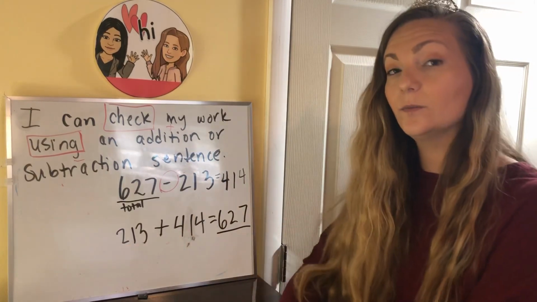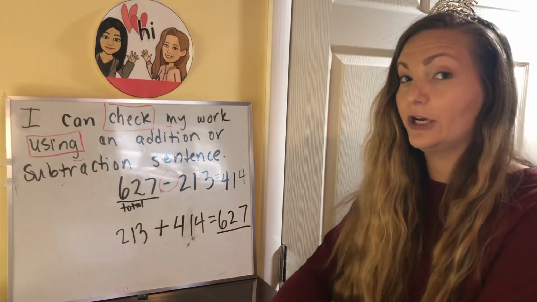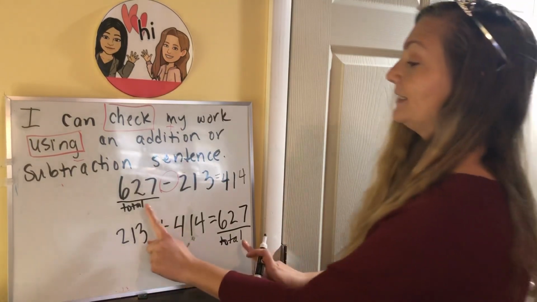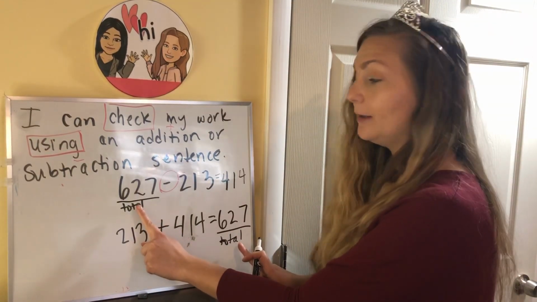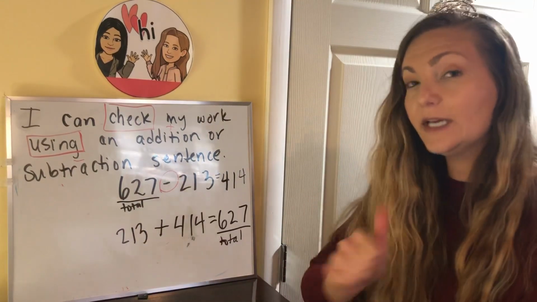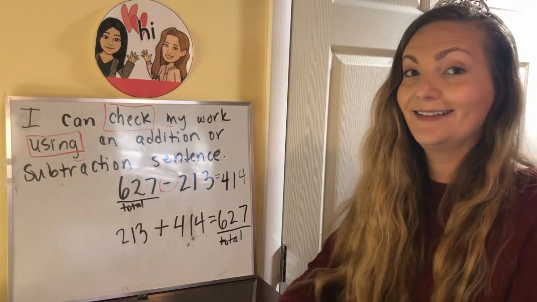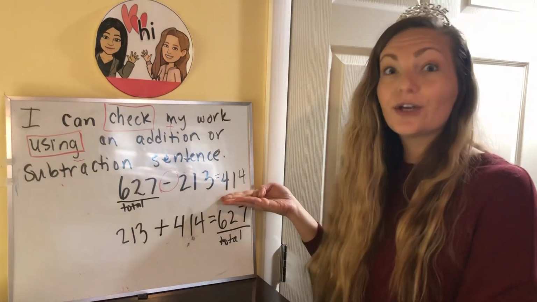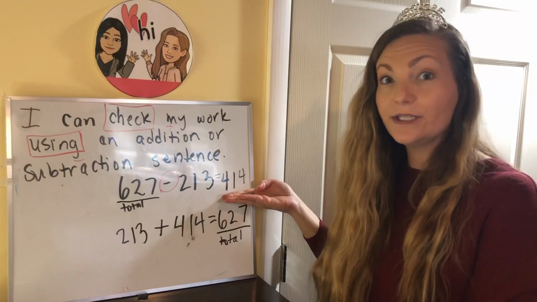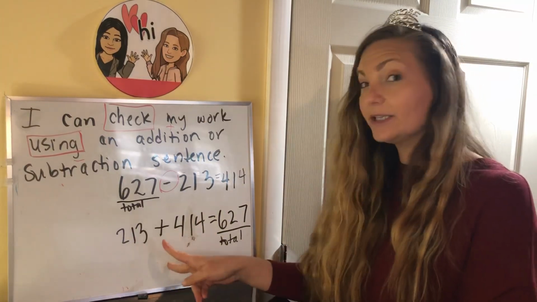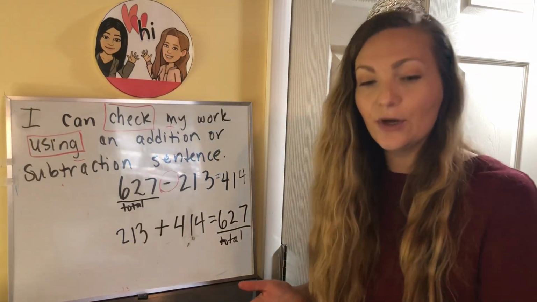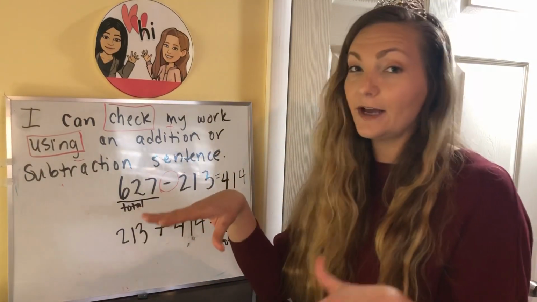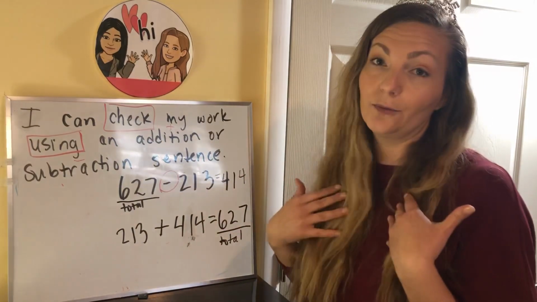So what happened when I did the addition problem to check my work? Did we get the same total as from the other problem? So if we do get the same total, what does that tell us? It tells us that our answer was correct. 414 was the correct answer because when we added the parts together, it got us the same total. So now we know that our answer was correct, and we don't need to talk to an adult or another friend to check our work for us. We can check our own work.